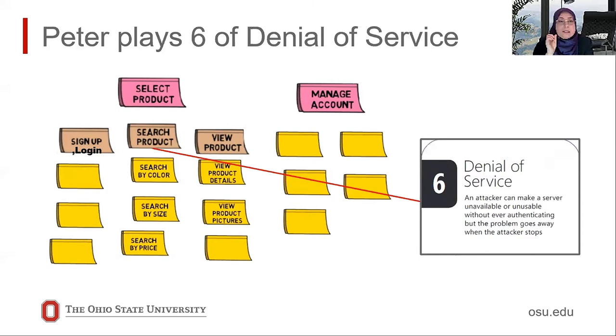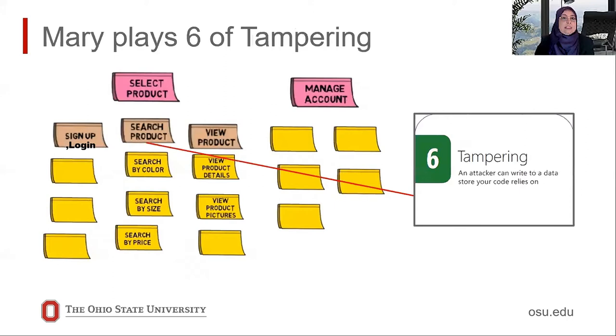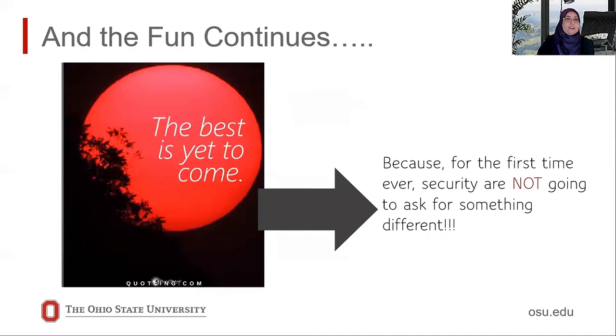If they bypass the login and try to use it directly, maybe try to abuse the feature. So that's a threat scenario. Mark it down. And then Mary plays 6 of tampering and says, well, an attacker can write to a data store, which you are relying on. And she thinks, oh, okay, in the search product, what can happen is that maybe instead of searching, they're actually trying to modify my store. Yes, got it. Noted. And the fun continues.